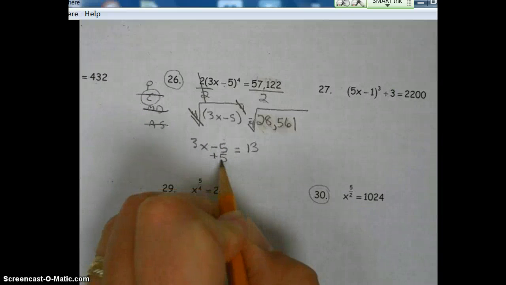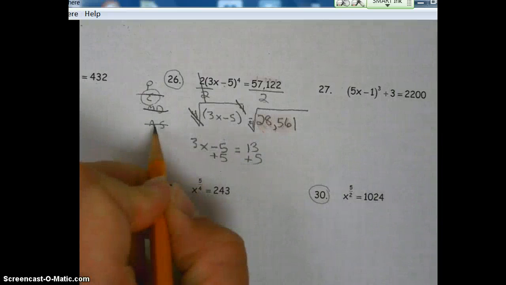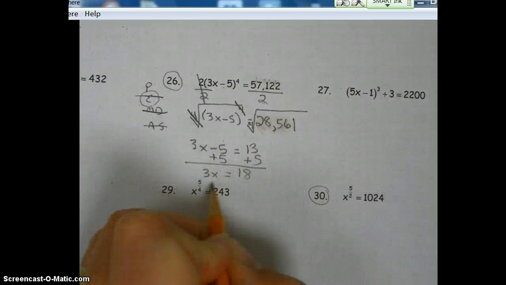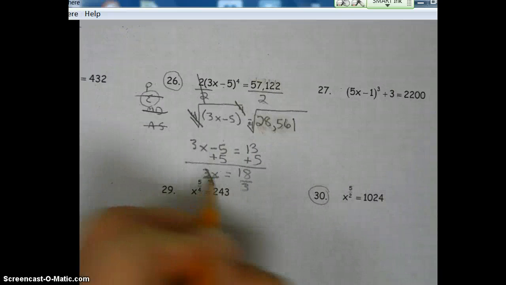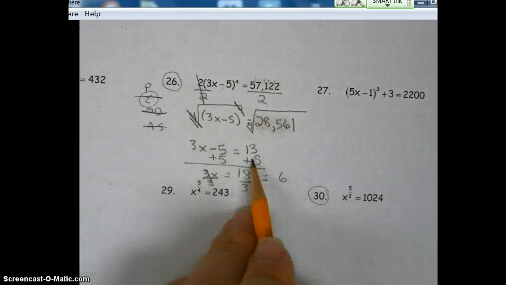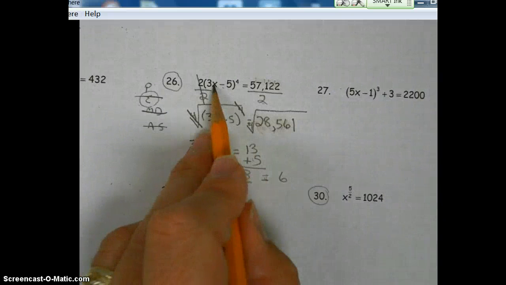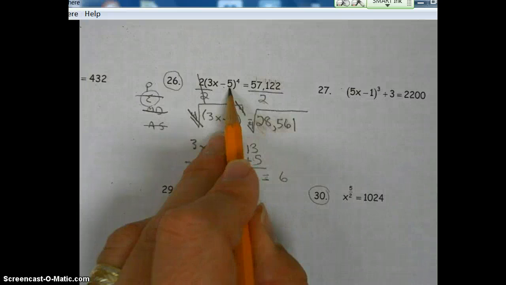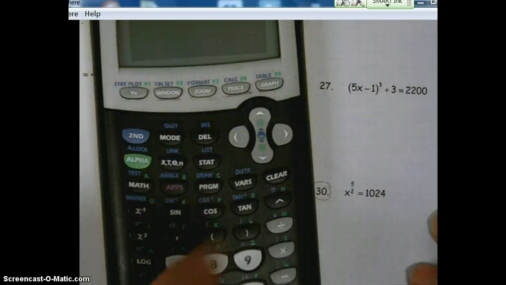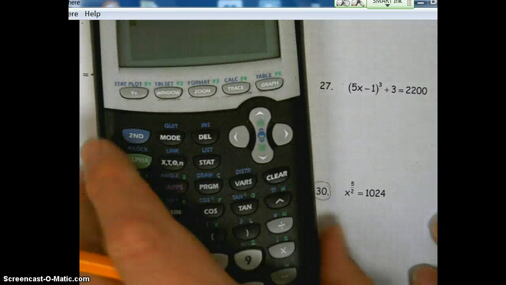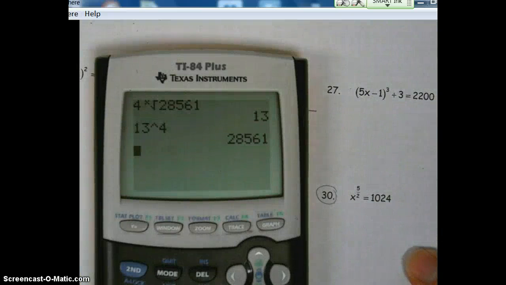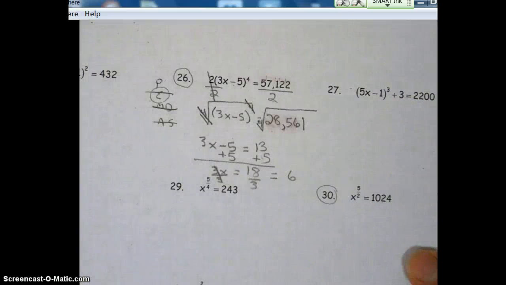Undo adding and subtracting first, back down here. So 3x equals 18. Divide by 3, x equals 6. All right, so let's plug it in. 3 times 6 is 18. 18 minus 5 is 13. 13 to the fourth power. And then multiply by 2. There we go. Good answer.